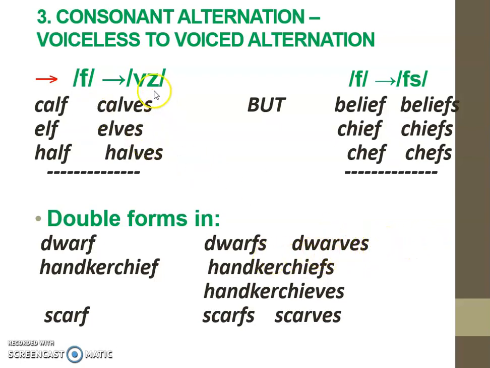So in these cases where we have the f which changes to v, what has changed? The consonant. So we speak of consonant alternation. The voiceless one has changed into voiced for the plural. So we have double forms in dwarf, handkerchief, scarf, and more examples. You can look them up in the dictionary.